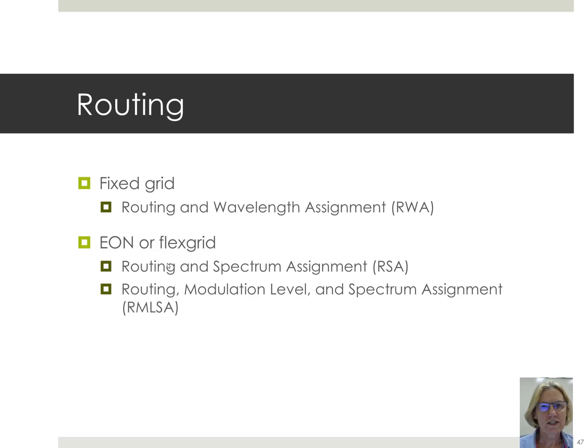So routing challenges for the elastic optical networks are going to be much greater. If we had something called routing and wavelength assignment in fixed grid, when we go to Flexgrid, we're going to talk about routing and spectrum assignment. So it's not necessarily just a fixed wavelength, but how should I divvy up my spectrum. And then maybe I want to pick routing, modulation level, and spectrum assignment. So I get a lot more flexibility here, but I can imagine that the routing decisions are going to be much, much more difficult.